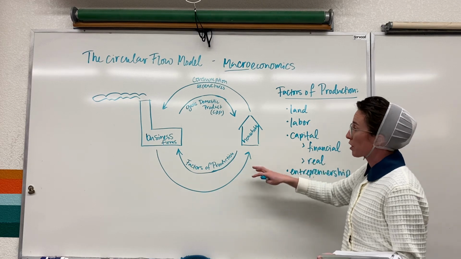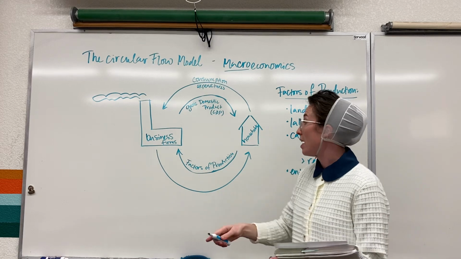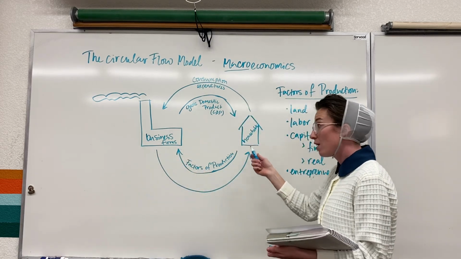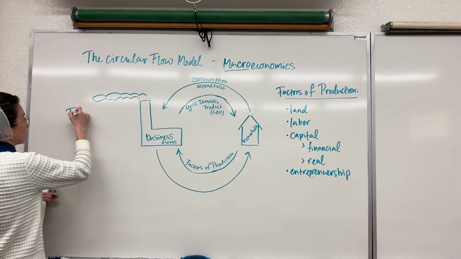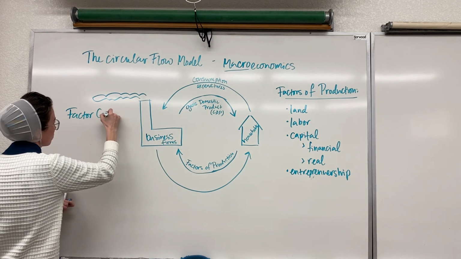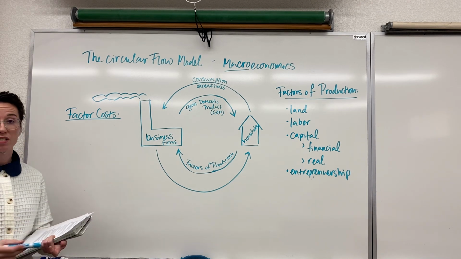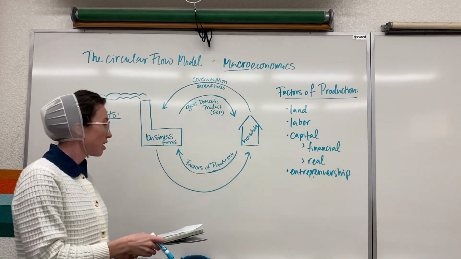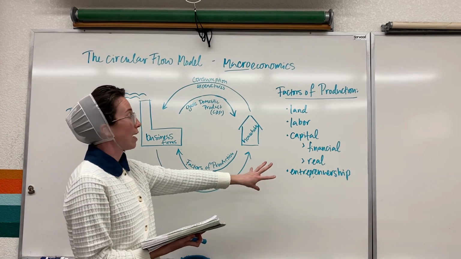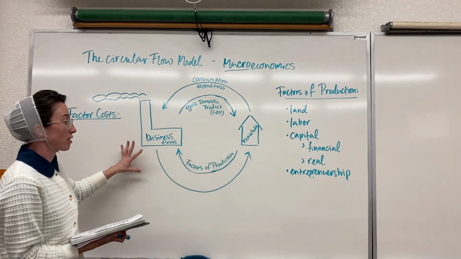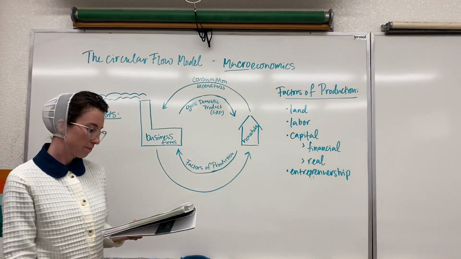Okay, so factors of production are things that we get from households that go toward business firms. Now, what goes from business firms to households? Well, that's something we call factor costs. And that's something that we'll list here as well. Factor costs, payments that business firms make in exchange for the 4 factors of production. So households give them factors of production, business firms give the household these factor costs.